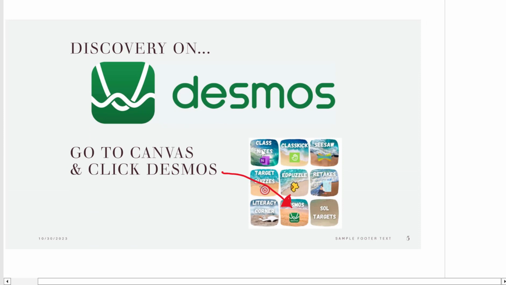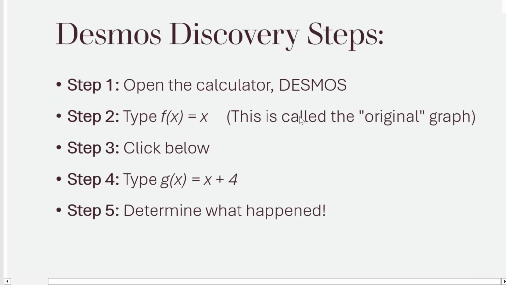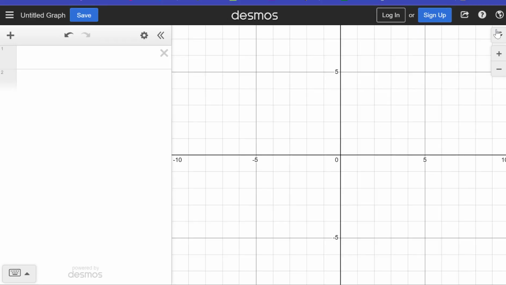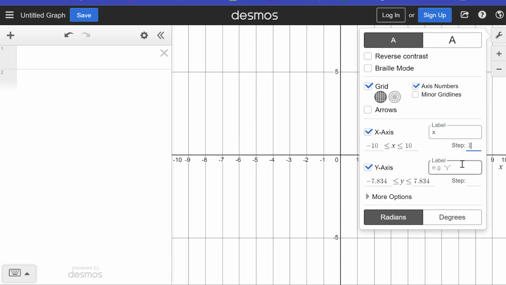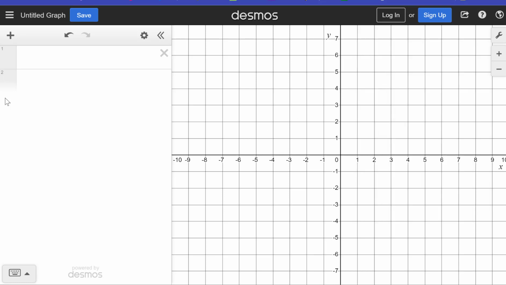Next, we're going to do discovery on Desmos. Please go to Canvas and click Desmos. These are the steps to do the Desmos activity. First, you need to open the calculator Desmos and change the settings. So el primer paso es necesitas abrir la calculadora Desmos en Canvas y cambiar los ajustes. So this is Desmos. You're going to change the settings right here. So cambiar los ajustes aquí. No minor grid lines. X, 1, Y, 1. Now the graph is ready. Ahora la gráfica está listo.